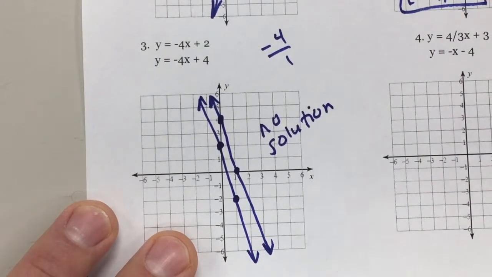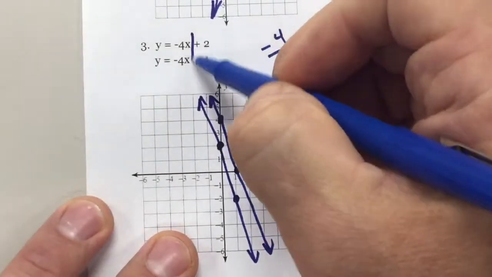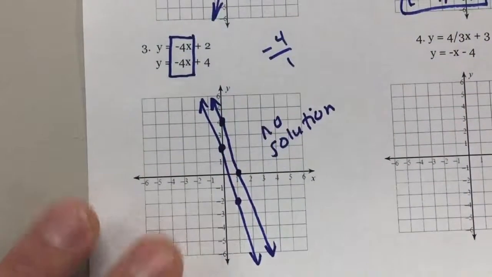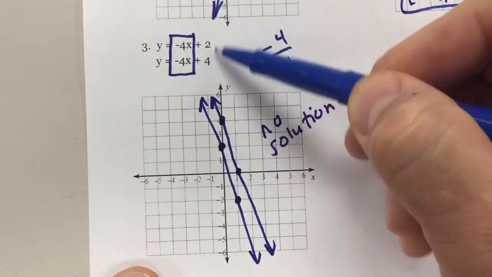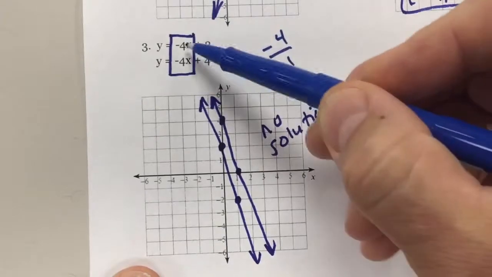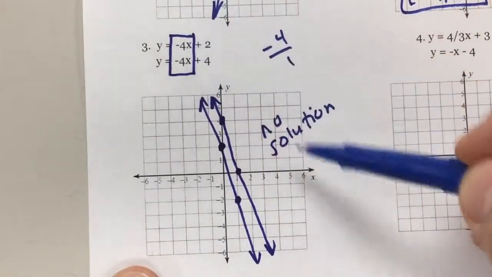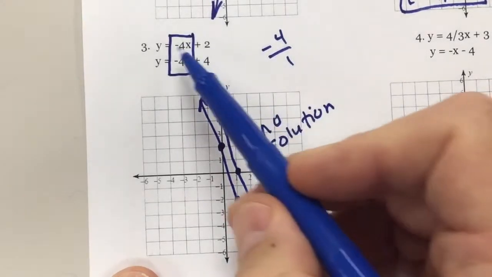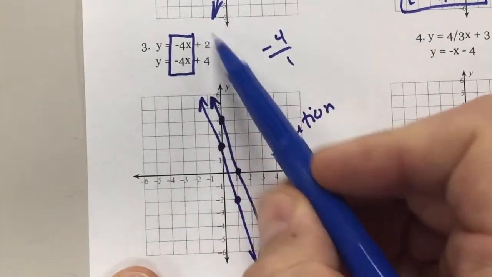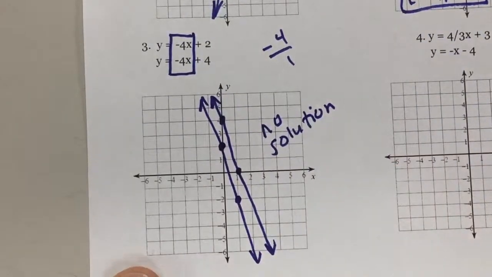One thing that helps determine that there's no solution, if you look at the slopes, they are the same. Whenever the slopes are the same, it's either going to be parallel or it's going to be the same line. But we know these two aren't the same line because they have different y-intercepts. So if you have the same slope and different y-intercepts, that's no solution. If we had the same slope and the same y-intercept, so the two equations were identical, then we would say it has infinite solutions.